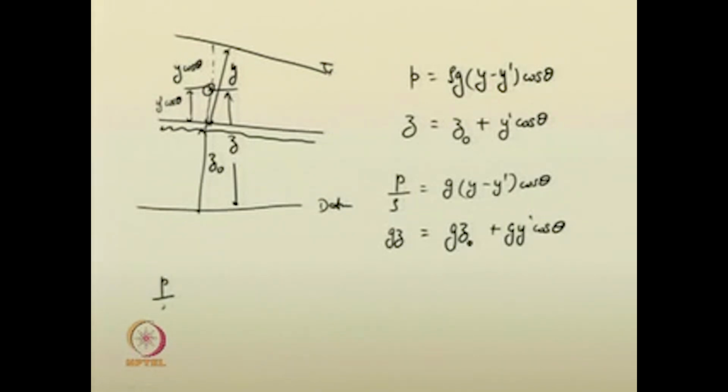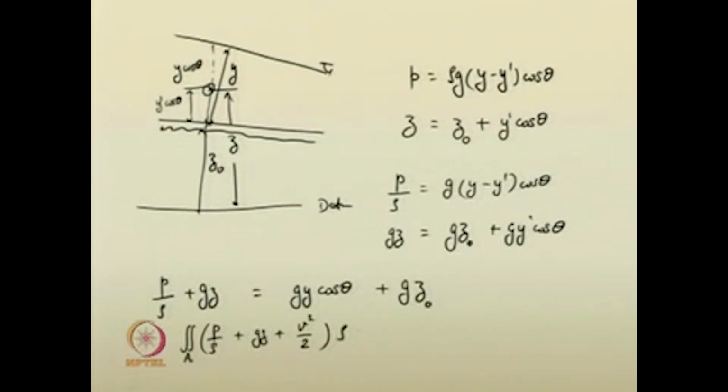So, therefore, P by rho plus G z quantity, I can easily write by just adding those things. I can easily write this as G y cos theta plus G z0, other terms get cancelled off. So, you can get these things. Why I have written this is that, if you recall in the section A1 in flow, this particular term P by rho plus G z is the intensive property in the equation. So, we got this term.